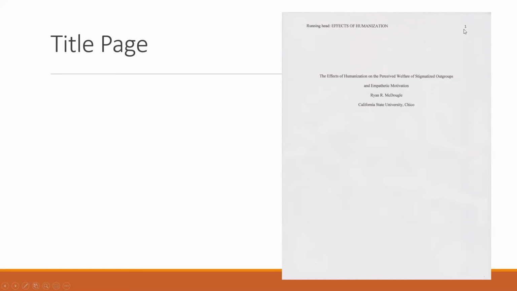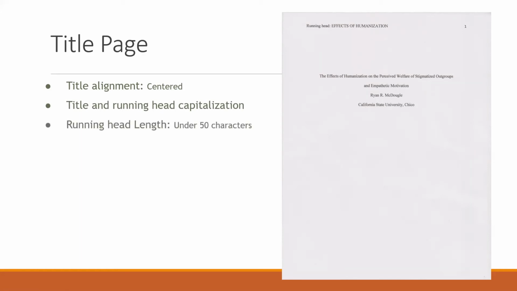Notice up here we have a page number. Page number 1, next one should be page number 2. You should still see that running header up there. Your title is centered, aligned. Running header is capitalized. This header length should be less than 50 characters. Title should be in this upper portion of the page, not down here, not in the middle, upper portion.